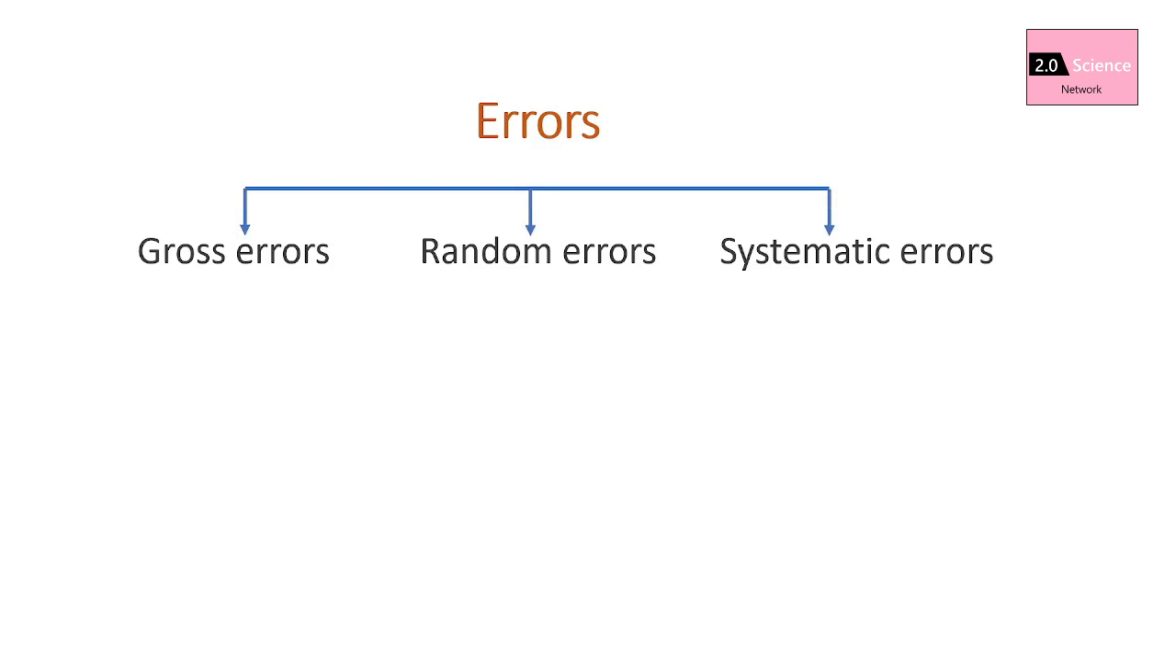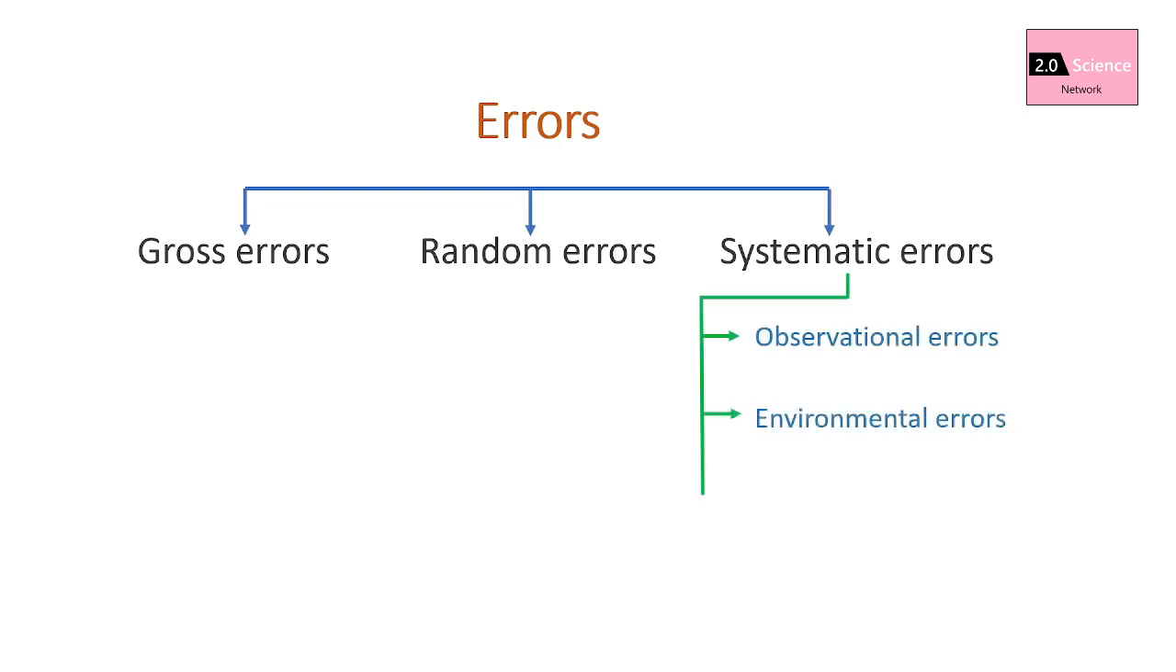There are three systematic errors: observational errors, environmental errors, and instrumental errors. Zero errors are a kind of instrumental error. The main error of a Vernier caliper is zero error.